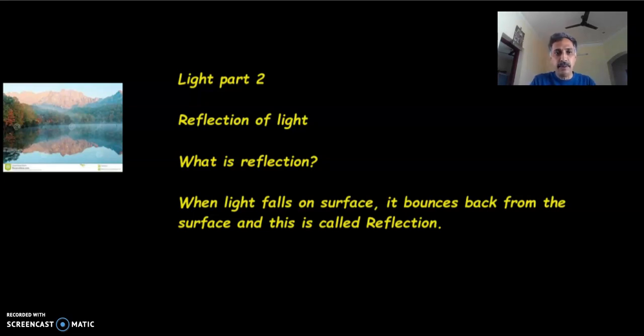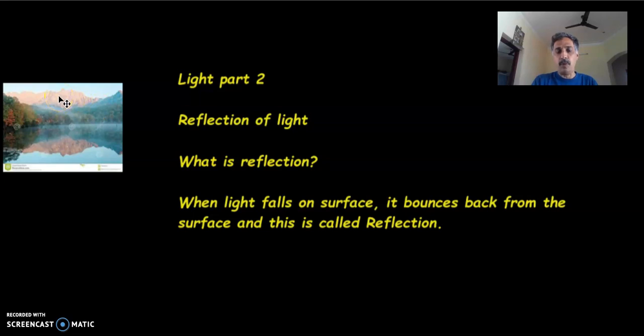For example, here you have a picture of scenery, and the light from this scenery falls on the still water of a pond and it bounces back and reaches our eye, and this is why we see the image of the scenery around it in the water. This is called reflection. The water is reflecting the scenery around it.